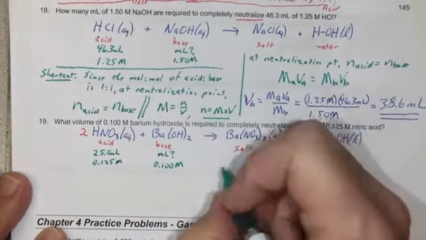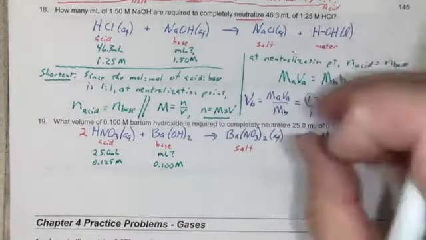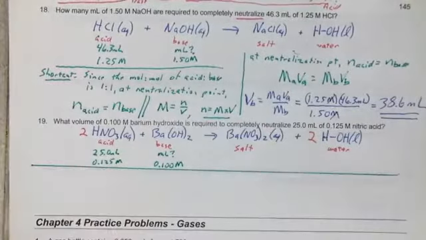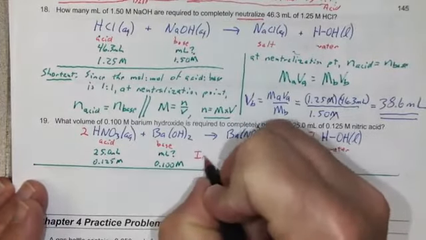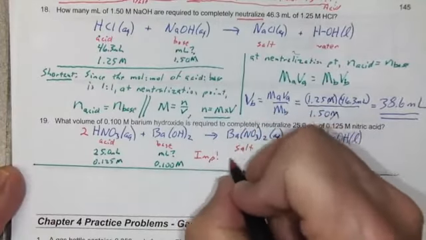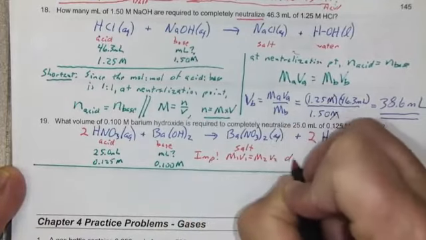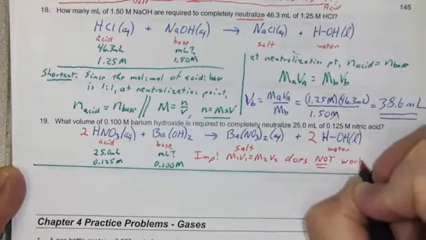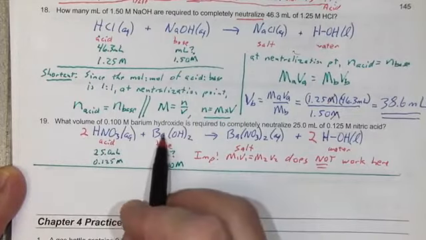Okay. Now, I'm going to put right here, important. I'll draw a line to separate this from our problem. M1V1 equals M2V2 does not work here, and it does not work here because the mole-to-mole ratio is not 1 to 1, it's 2 to 1.